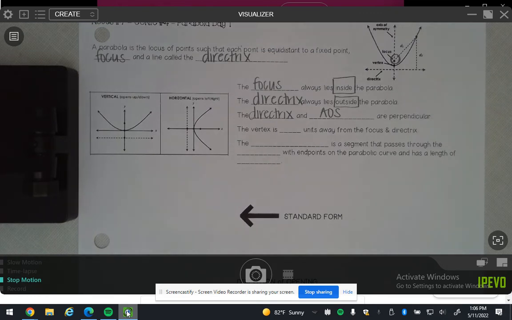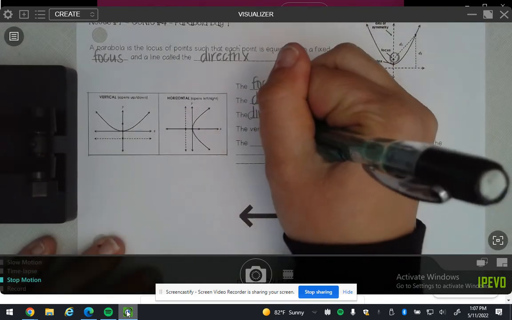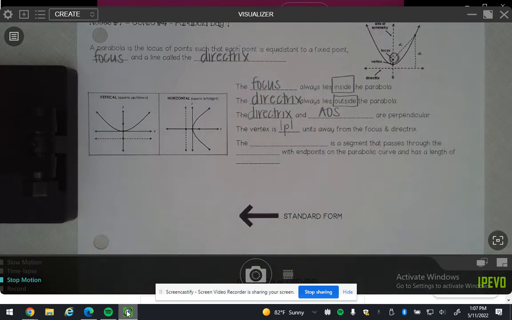Your directrix and your axis of symmetry are perpendicular. What does perpendicular mean? They intersect at a 90-degree angle. Here's where we start to get important stuff. The vertex is the absolute value of p units away from the focus and the directrix. So like I just said, they're equidistant. The distance between the vertex and the focus and the distance between the vertex and the directrix are the same.